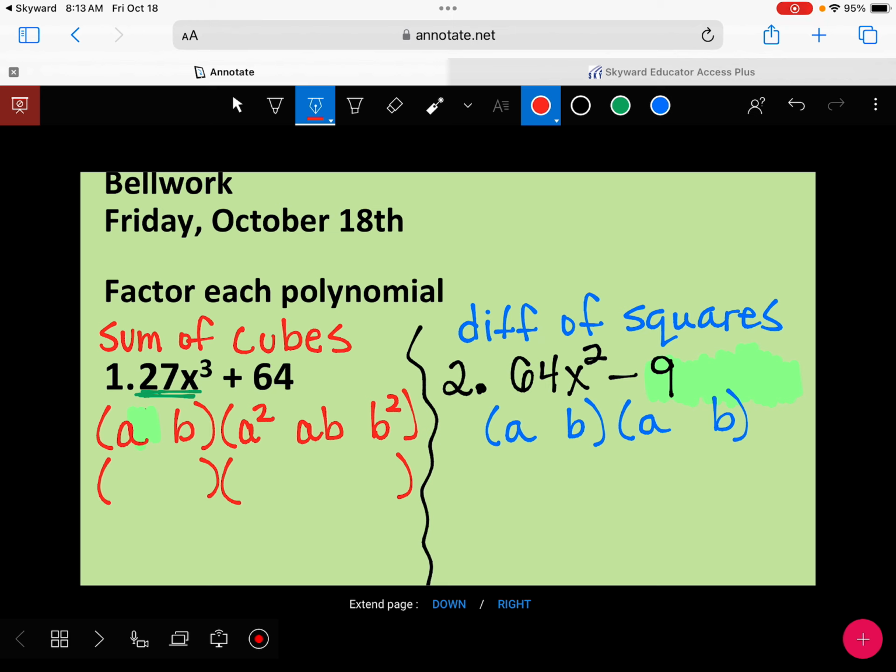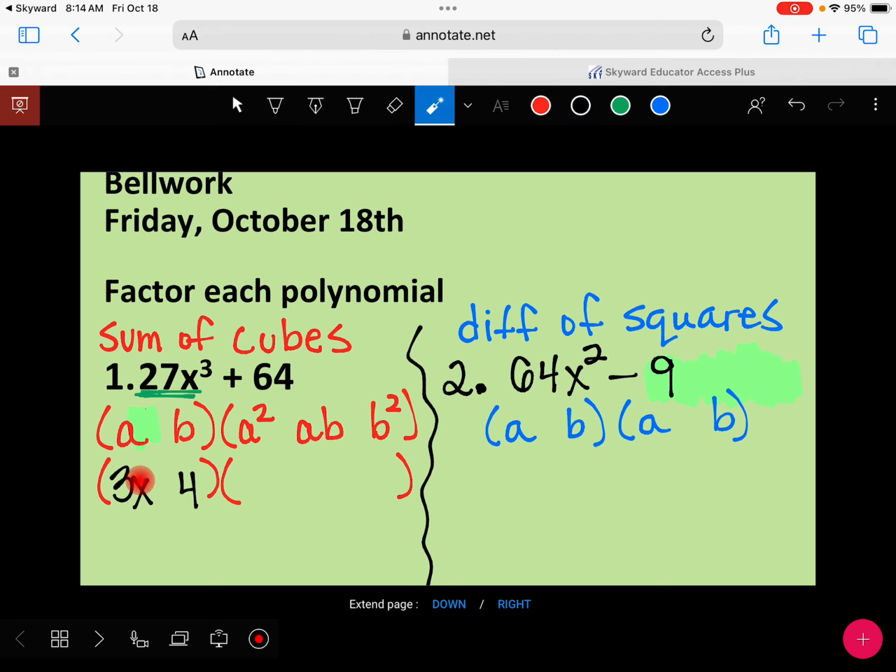So what number to the power of 3 is 27? 3. So that means that A is 3x. And then what number multiplied 3 times gives you 64? When you look on page 7, 4. So that's our first 2 terms. So we need 5 terms.